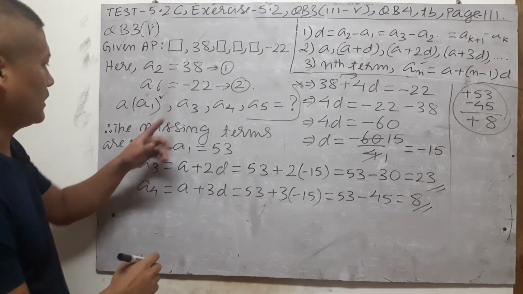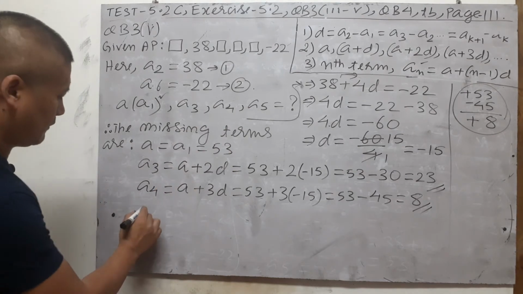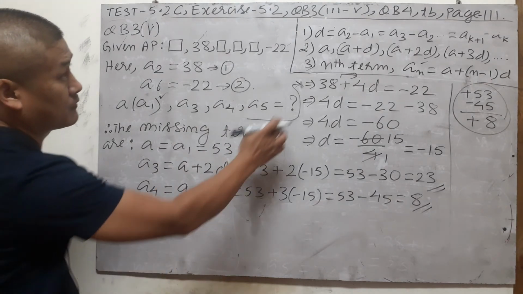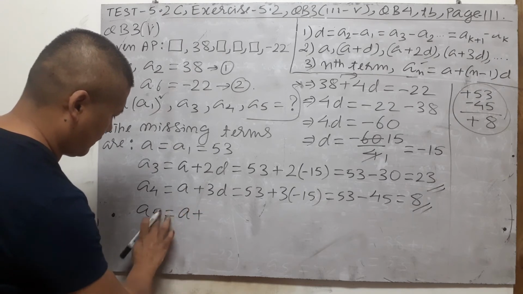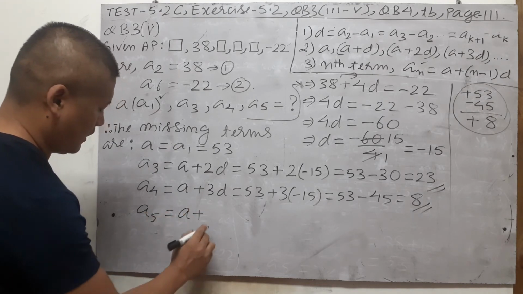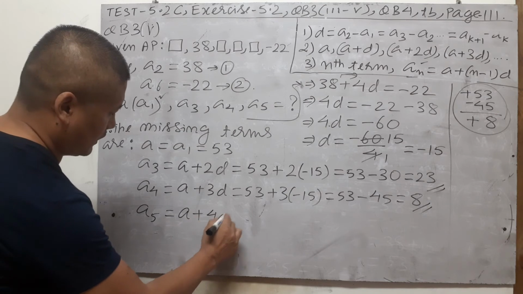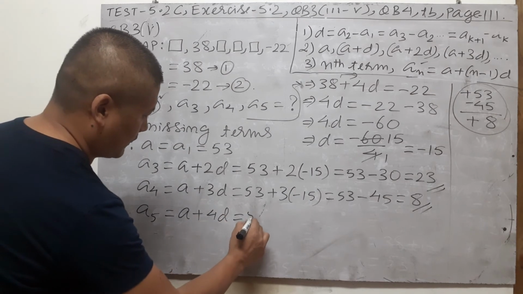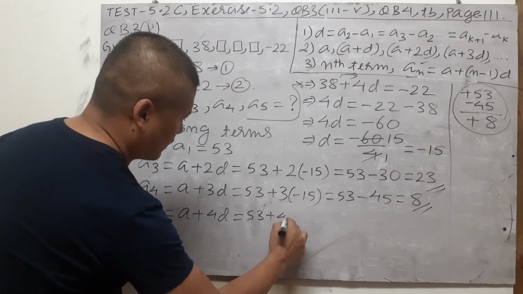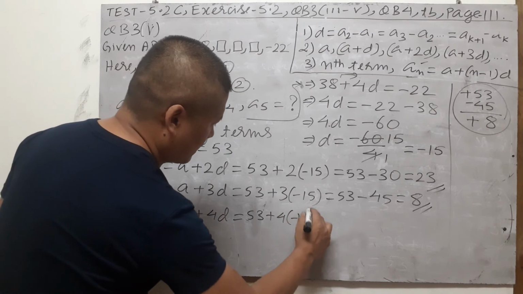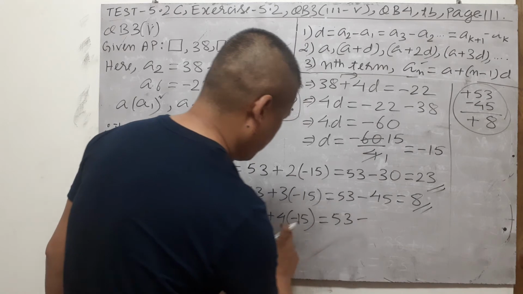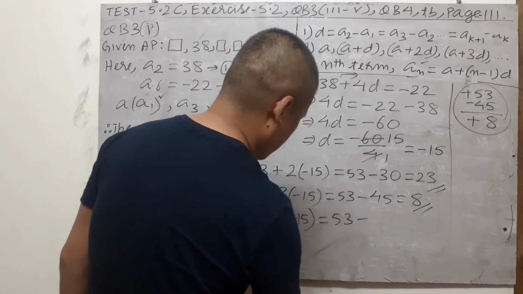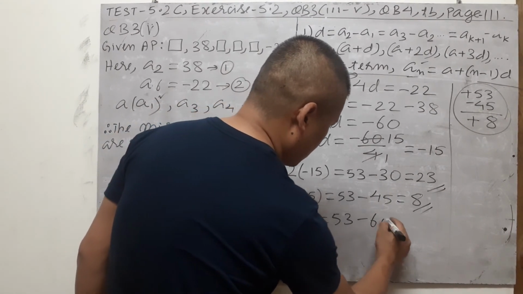Correct. And then the last one here, A4, then A5. Likewise, using this formula, A5 means one lower plus 4D. 53 plus 4 into minus 15. 53 minus 4 into 15, plus into minus, minus 4 into 15 is 60.